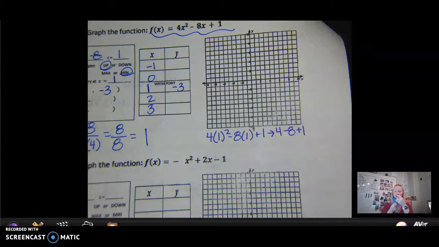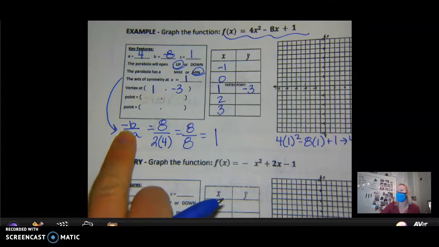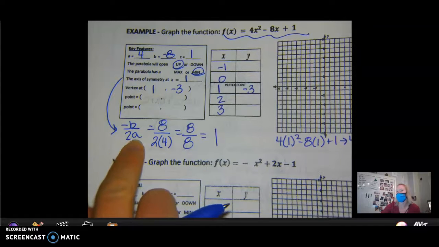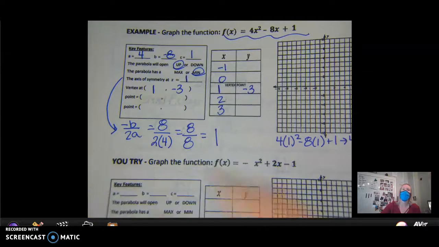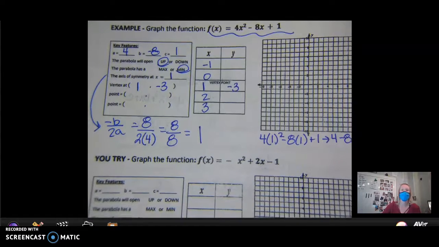So now, yes, sir. Did you get x as just a regular one and not a -4? Because on my formula right here, remember it's opposite b over 2 times a. So a -8 is actually a +8. Other questions, guys?